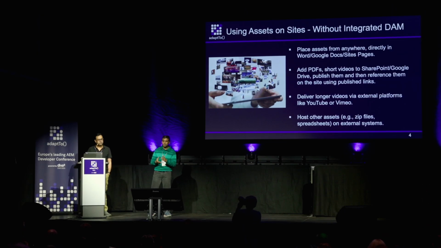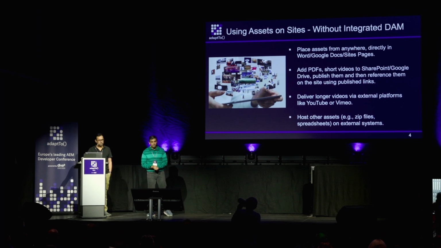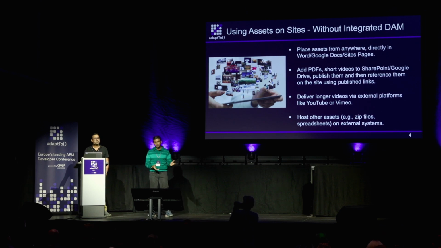For longer videos, which are beyond the limits of the default video sizes supported by EDS, you could upload them to different platforms such as Vimeo or YouTube, and then embed the links to your site from there. And for other asset types such as zip files, Excel spreadsheets, docx, etc., you would have to host them on a different system and then also deliver it from there.